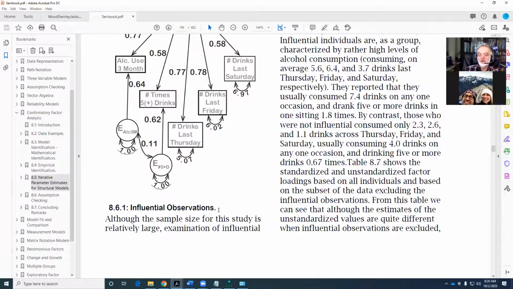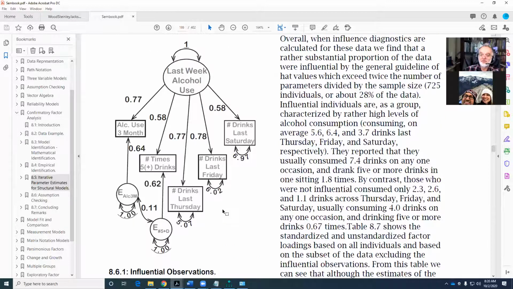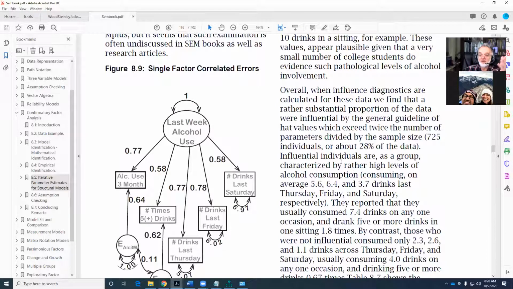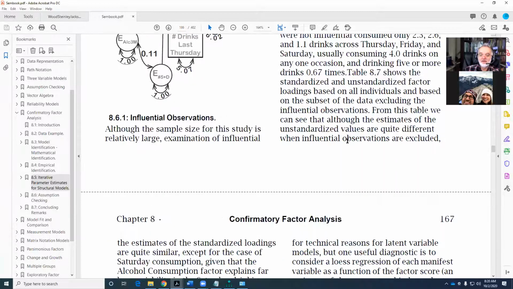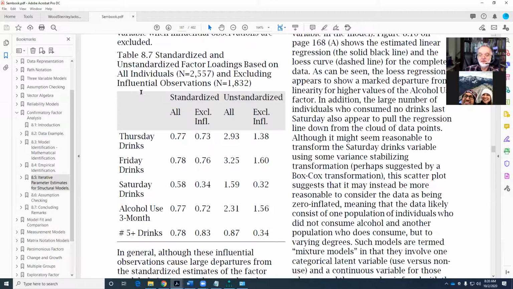It's also good to go back and look at your influential observations. In these cases, I looked at the influence diagnostics for the data and found that these loadings change rather substantially. Here is what the loadings look like based on the complete data, and here's what they look like if I exclude influential observations. Notice this standardized coefficient changes quite a bit from what it was in the raw data set.